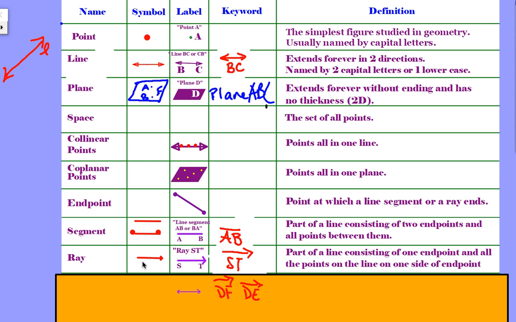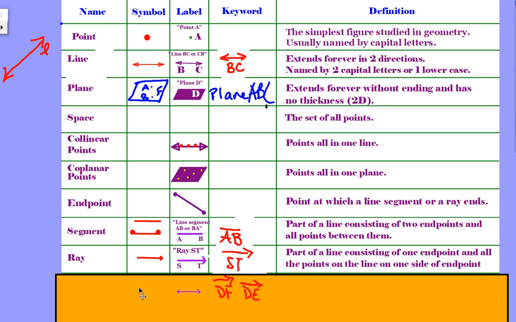For our ray, we use an arrow as the symbol. If the endpoint is S and another point on the ray is T, then I would label it ray ST. Notice how I wrote it in red right next to it as well, ray ST with the one single arrow always going to the right. You have to name a ray using its endpoint first. You cannot switch them back and forth like we can for segments and lines, because then it doesn't tell us where it starts.